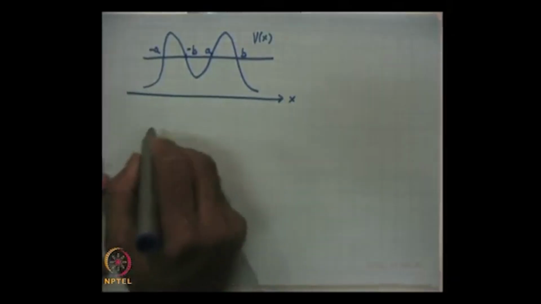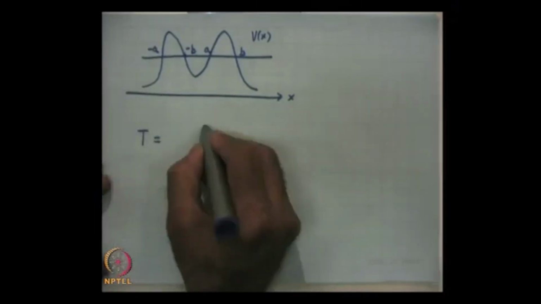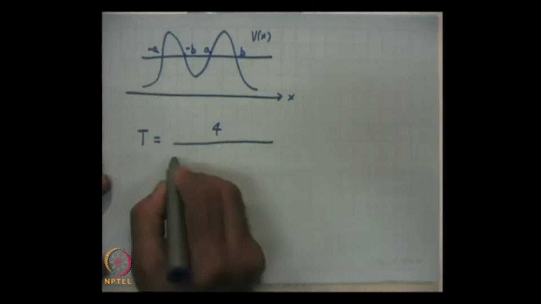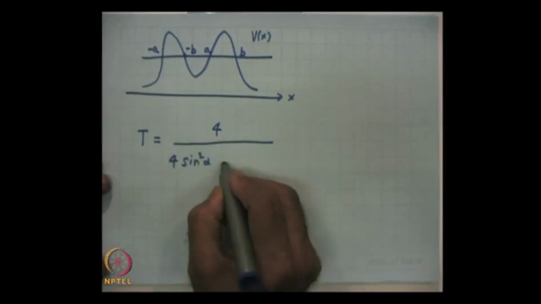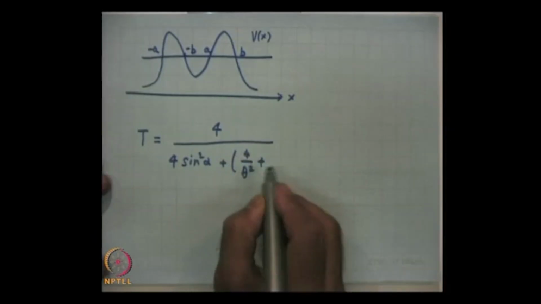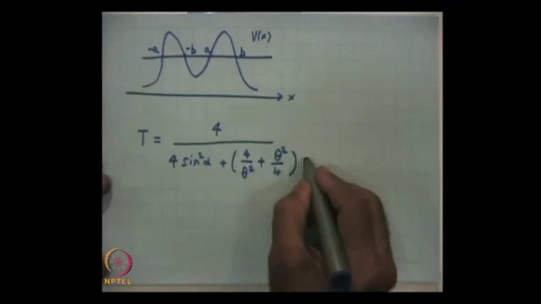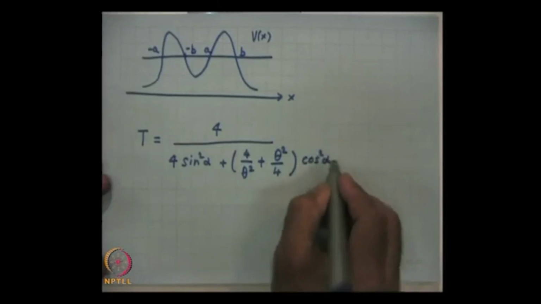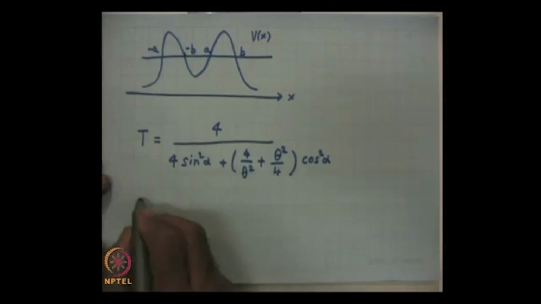So, if you work this out, and I would urge all of you to work this out, the tunneling probability comes out to be 4 by 4 sin square alpha plus 4 by theta square plus theta square by 4 cos square alpha, and a similar expression for t, and you will find that r plus t is equal to 1. So, the reflection coefficient is 1 minus t.